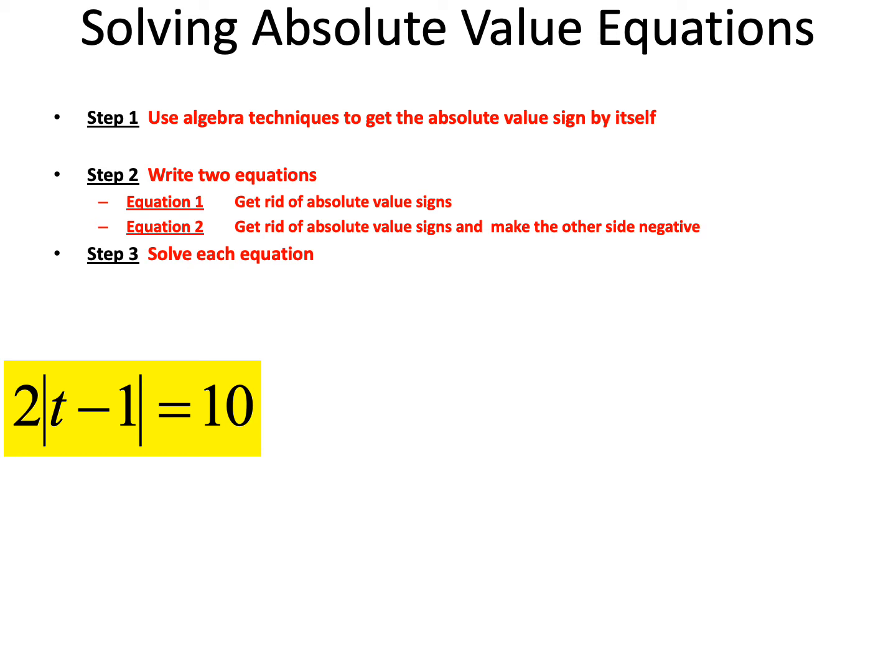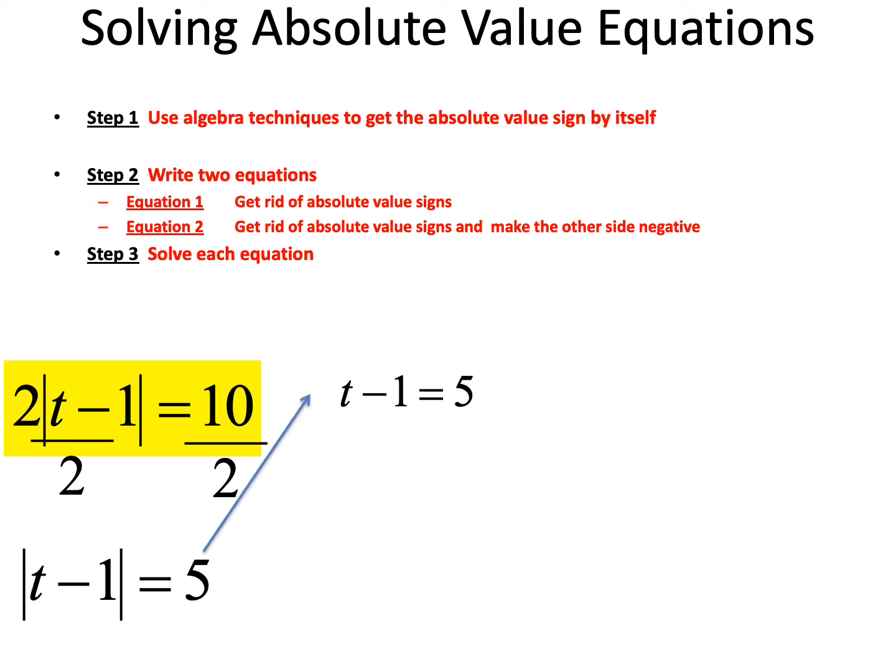Okay, so to get rid of that 2, it's attached to the absolute value symbols by multiplication. We divide both sides by 2. The 2's cancel on the left, and on the right we get a 5. Hey, I got the absolute value symbols by themselves. So what do I do? I write my two equations. The first one is written without the absolute value symbols. The second one is written without, and then whatever's on the other side, in this case 5, we write the opposite of 5. The opposite of 5 is negative 5. Now we solve each one separately.